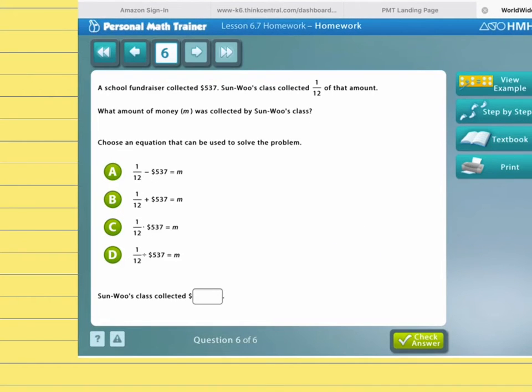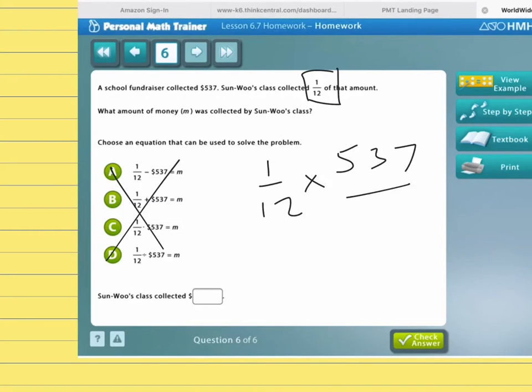For a school fundraiser, they collected $537, and Sunwoo's class collected 1/12 of. Now we know that of means times. So right off the bat, what amount of money was collected by the class? So we know that 1/12 of 537 is going to give us the answer.